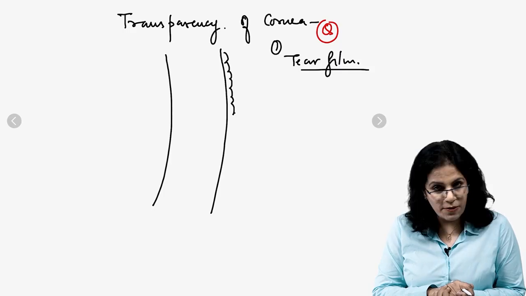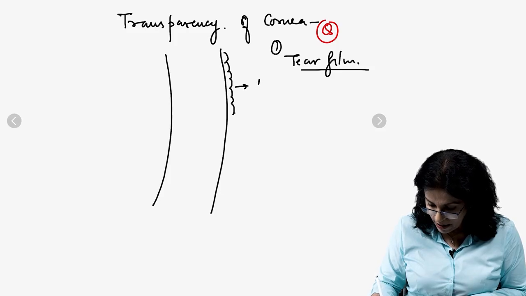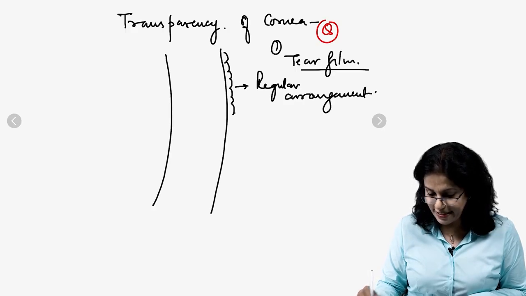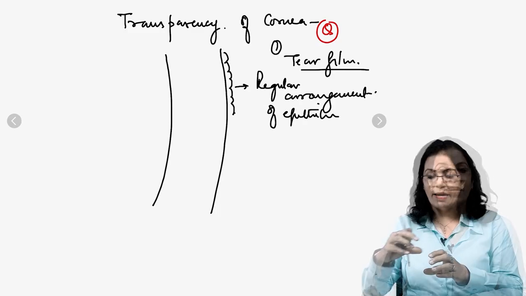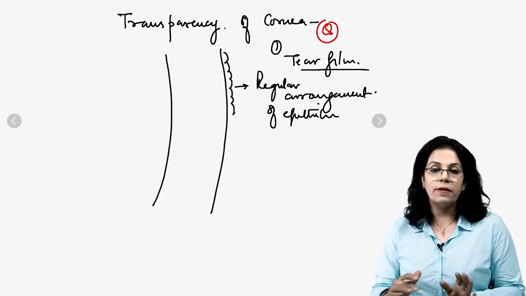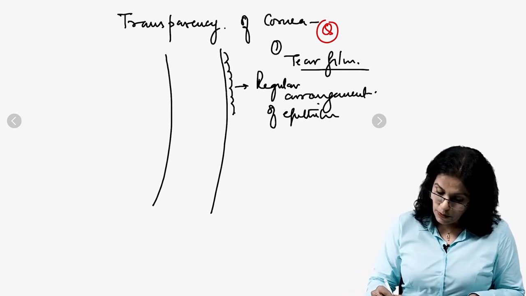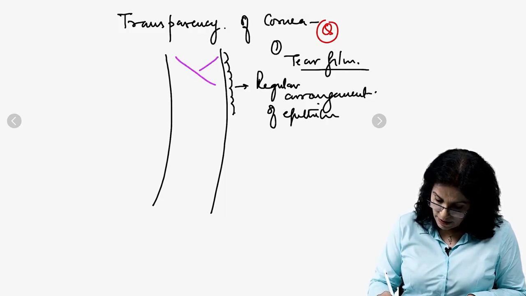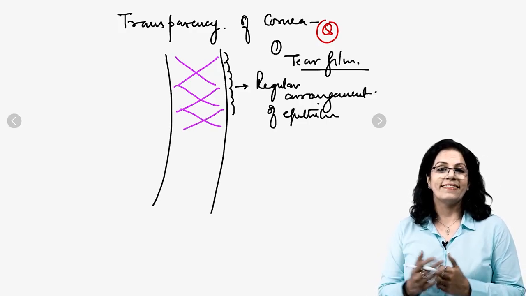But yes, when you talk about the transparency and the proper vision, the first thing here will be regular arrangement of epithelium. If you talk about the corneal layers, regular arrangement of epithelium, one of your options says no mitotic clumping, and regular arrangement of epithelium is number one. Second, of course, is your regular arrangement of stromal lamellae. We have learned there are 200 to 300 stromal lamellae. Which type of collagen? Collagen type 1.